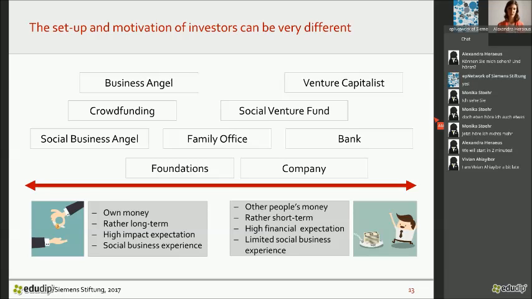Family offices, foundations, and companies are somewhere in the middle, and for them it's highly dependent on the individuals and the ideas of the company or foundation, whether they want to approach this topic or not. So it can be a very good source to get capital, but you will probably also have the experience that some of them will make it very difficult and are not as much into the topic yet.